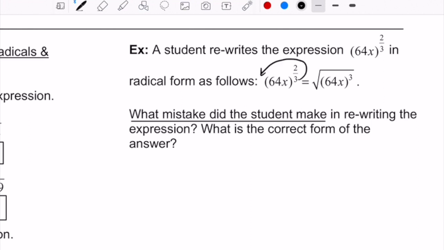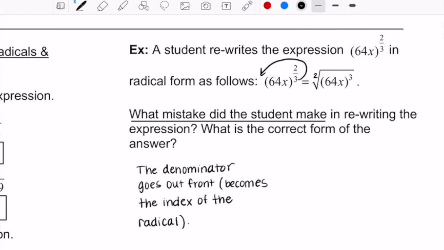So when I'm simplifying this expression, remember the number that's in the denominator of the rational exponent becomes the index on the radical. So comparing this to the student's work, it looks like the student has the numbers backwards. So the mistake that was made is that the denominator should go out front and become the index of the radical. In the student's example, they put the numbers backwards.